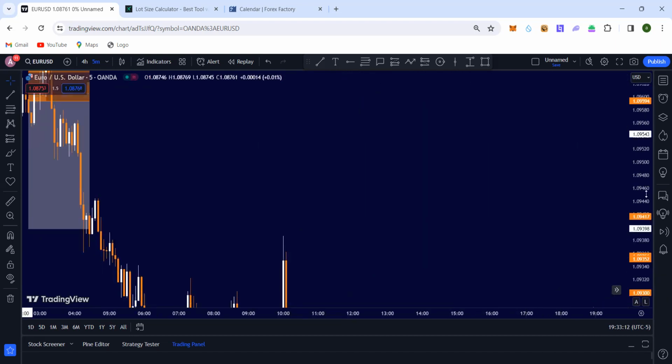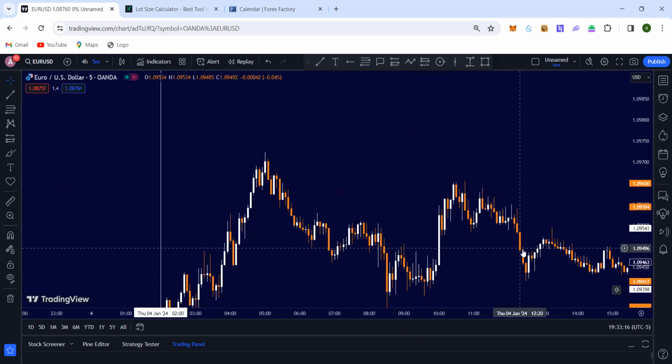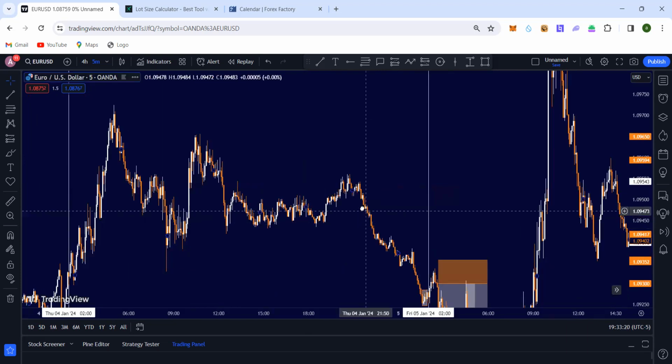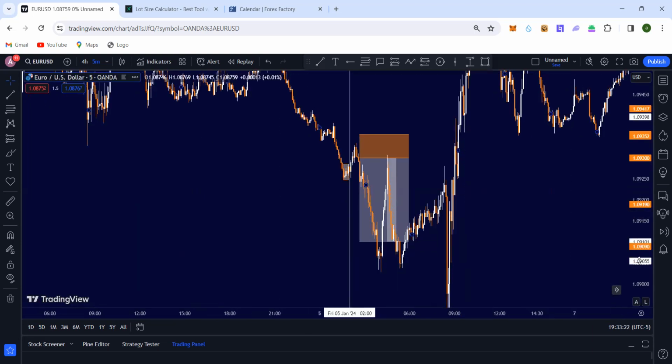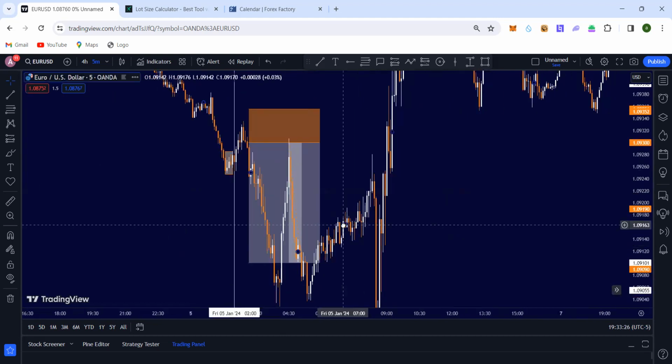So SL is part of the game. If there's any strategy that doesn't have SL, then that means it's not yet a strategy, because when you get into the live market, that's even when you might start having more losses than wins, right?